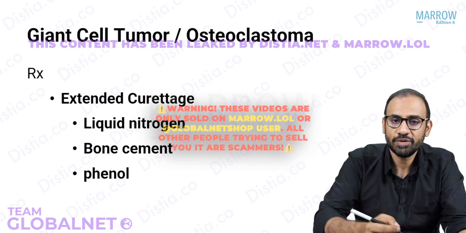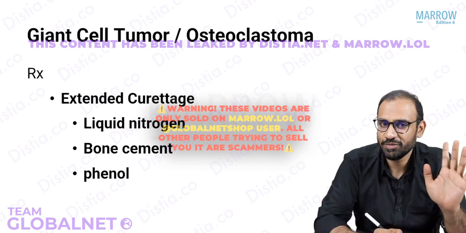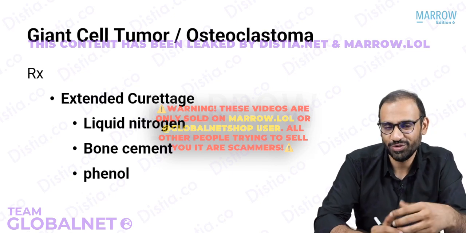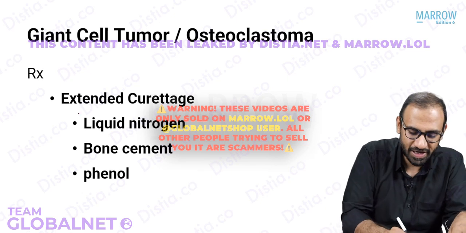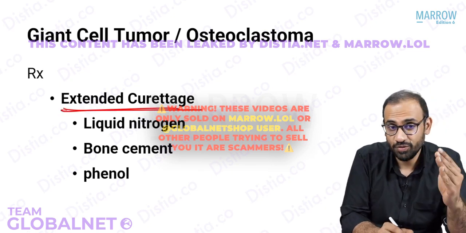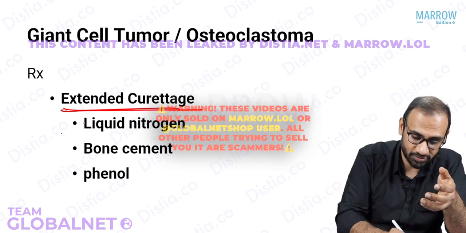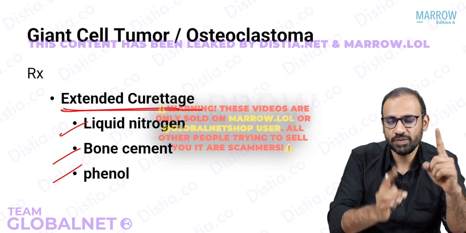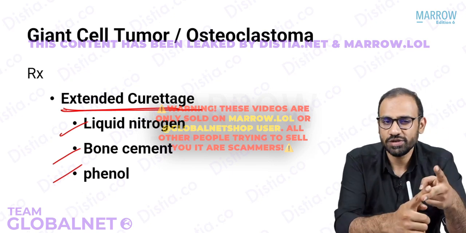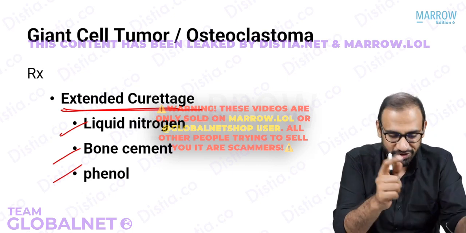Now, what about the treatment of giant cell tumor? The treatment, remember, is the same as the treatment of aneurysmal bone cyst. As you proceed, you will realize that there are many similarities with aneurysmal bone cyst. The treatment here is extended curettage, where you excise, curette the base, and extend the curettage with liquid nitrogen, bone cement, or phenol to basically kill the residual cells. Okay, so remember, giant cell tumor and aneurysmal bone cyst, the treatment is the same. In fact, there are a lot of similarities between these two conditions.